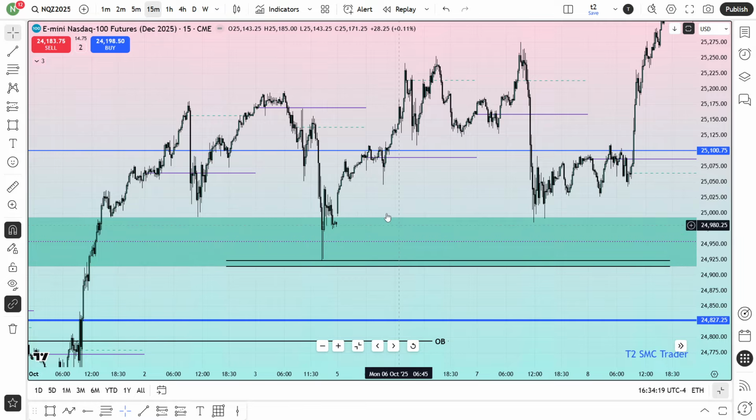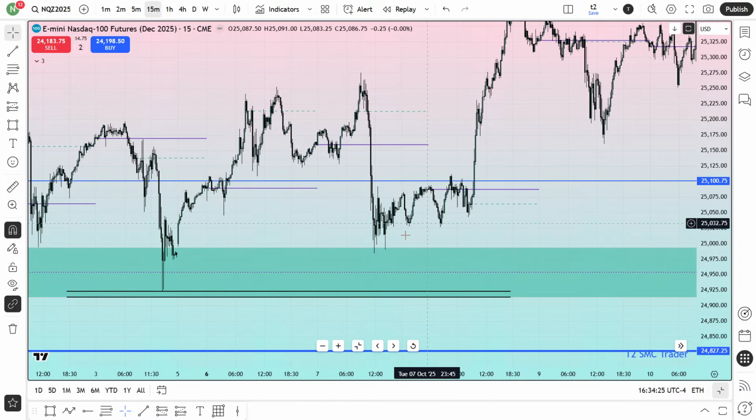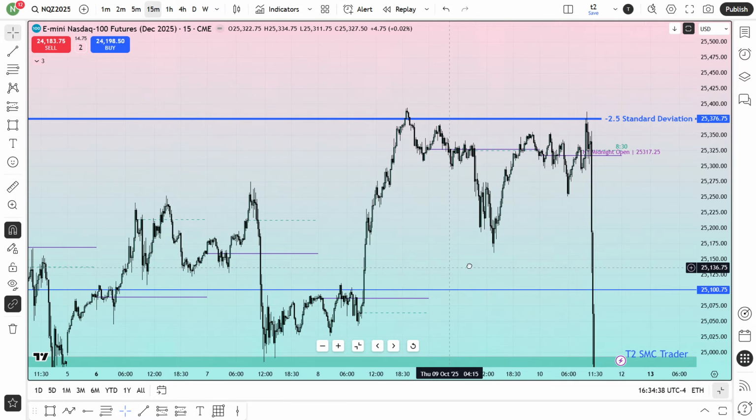Then the market actually left this gap open over here, cleared the high, and then fell a bit one more time, tapping into this bullish gap. It perfectly came to this -2.5 standard deviation. Now when it reached here, what did I tell you? Now it's time to look for sell.